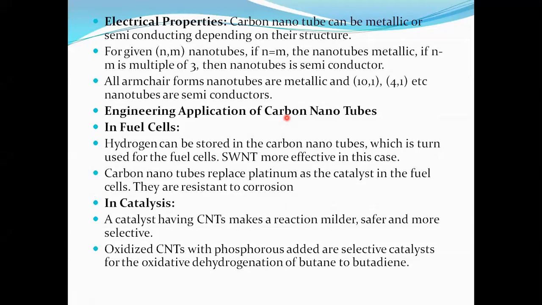I will tell you what the electrical property is. The electrical property is explained in two main classifications. The first classification I'm saying is conductor, and the other is semiconductor.